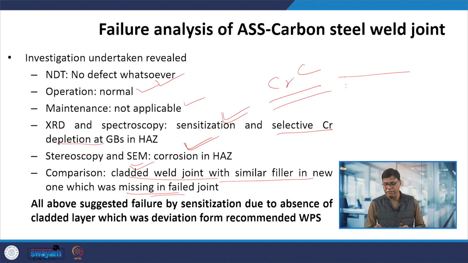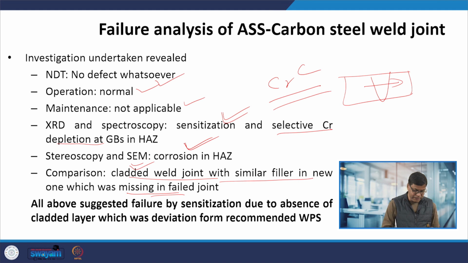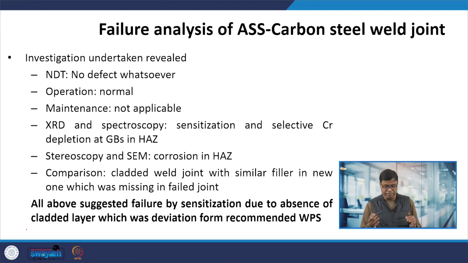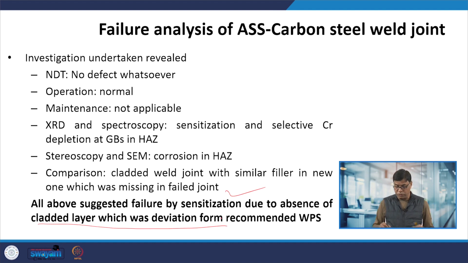So, that facilitated the migration of carbon from the carbon steel side towards the ASS side, and that resulted in the sensitization, which eventually led to the pitting and the cavities in the heat affected zone in a corrosive environment. Okay. So, all the above suggested that the failure was by sensitization due to the absence of the cladding layer which should have been there, and it was a deviation from the recommended WPS.